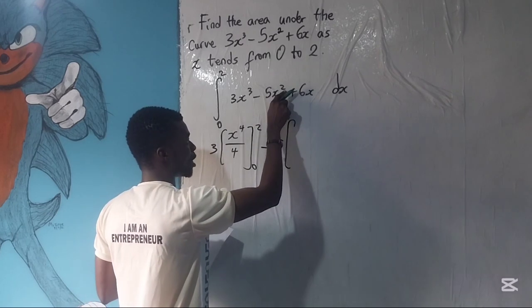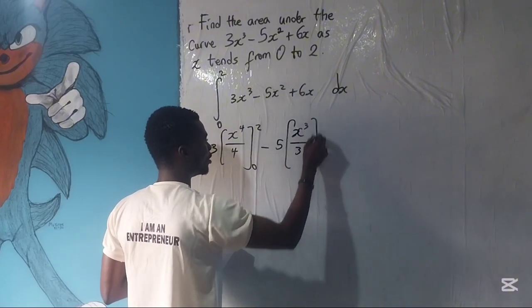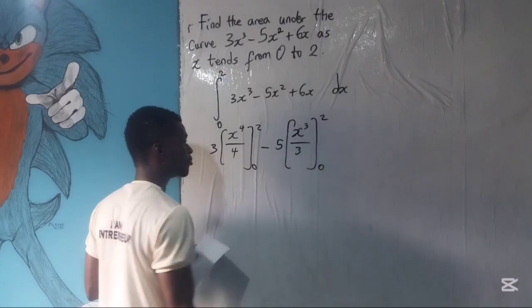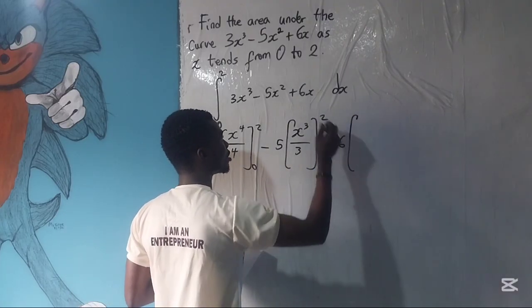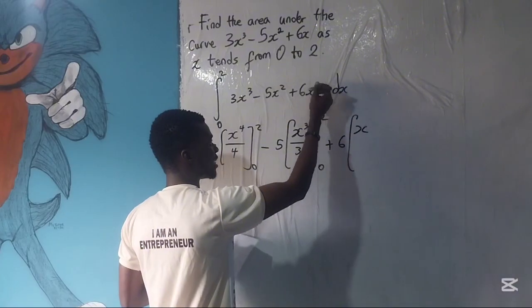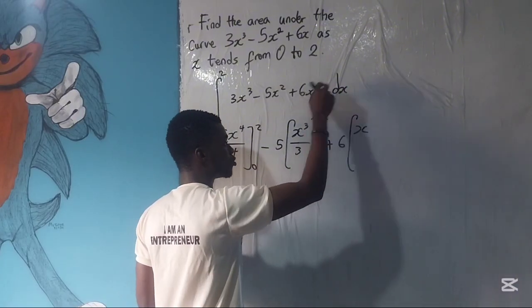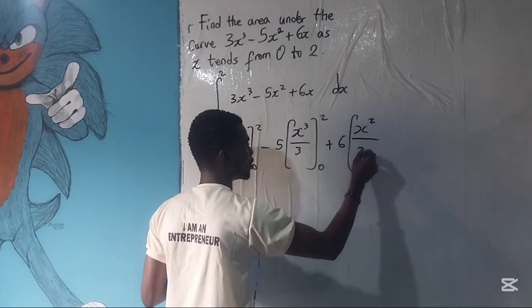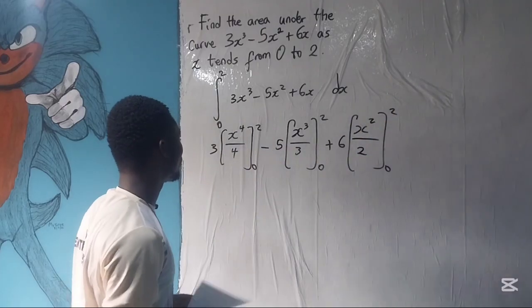Minus 5 is the coefficient, minus 5 into x raised to power 2. 2 plus 1 is 3. That's x raised to power 3 over 3 as it tends from 0 to 2. Plus 6 is the coefficient also, into x. X there is raised to power 1. 1 plus 1 is 2. That's x raised to power 2, x raised to power 2 all over 2 as it tends from 0 to 2.